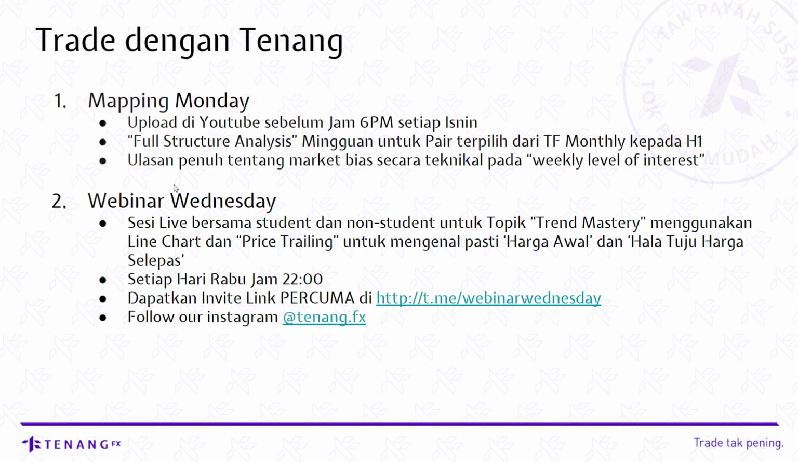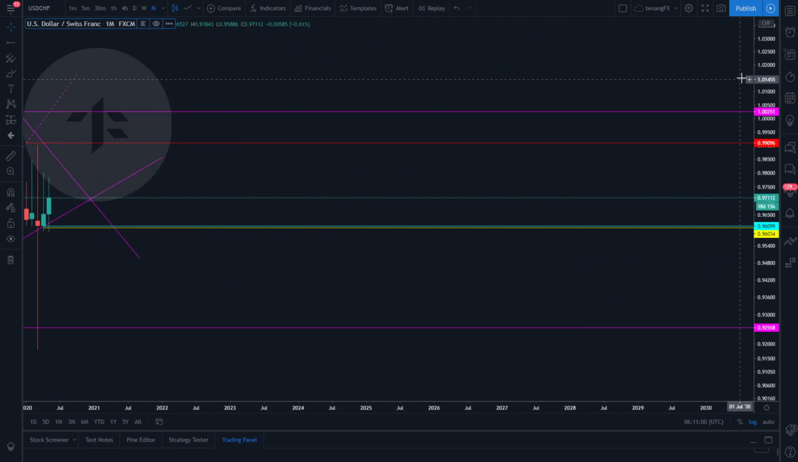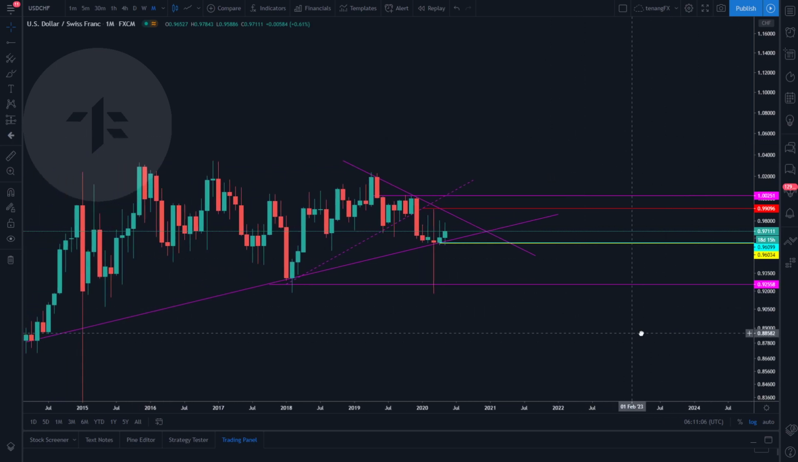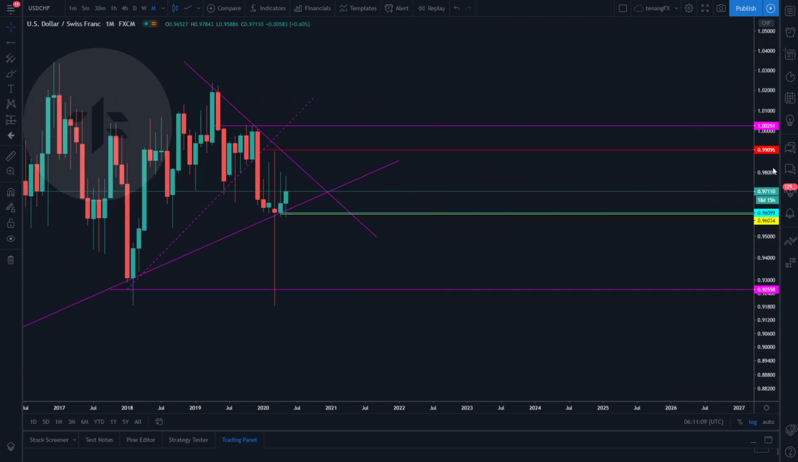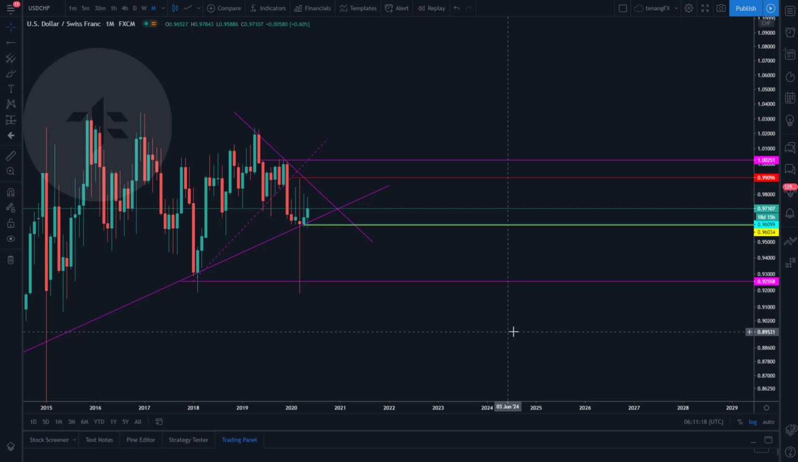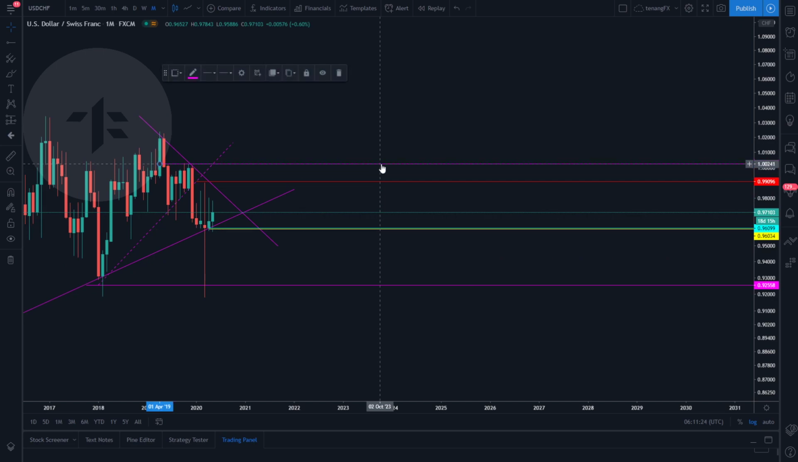Alright, so tanpa melengahkan masa, let's start our analysis for USDCHF, or USD Swiss franc. Seperti biasa, kita always start dengan monthly, dan dalam tenangFX punya syllabus kita punya analisa kita buat color coordinated. On monthly, kita akan pakai color purple atau pink. Weekly color merah, daily color orange, kuning ni color H4, dan waktu H1 kita pakai color hijau.